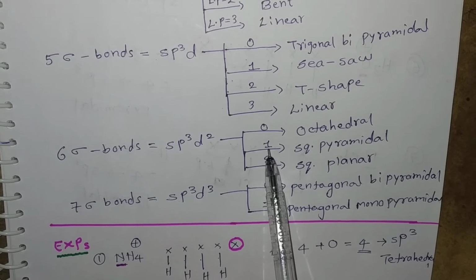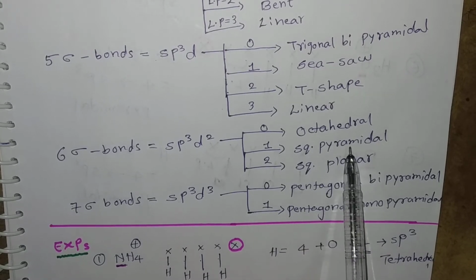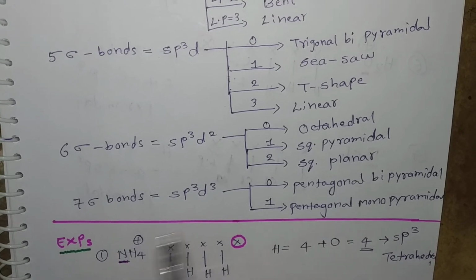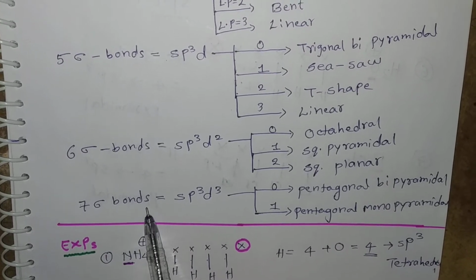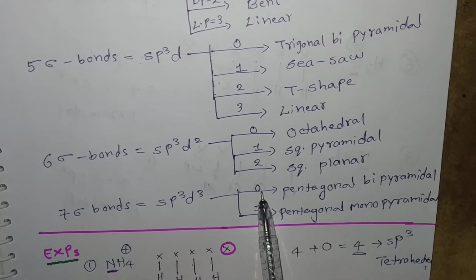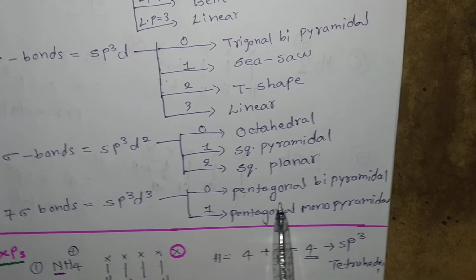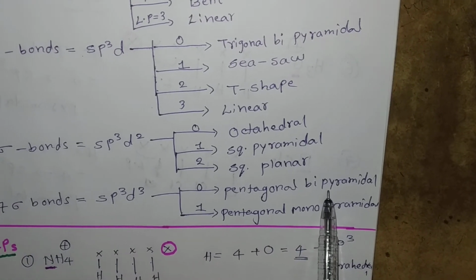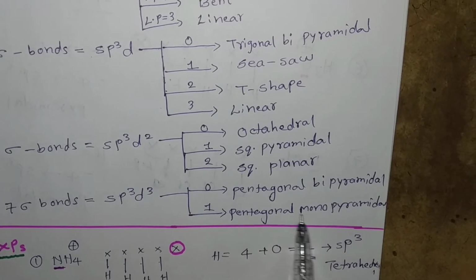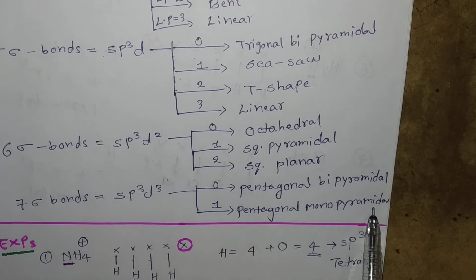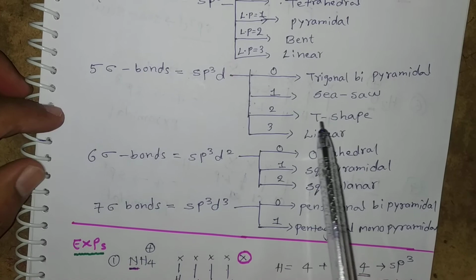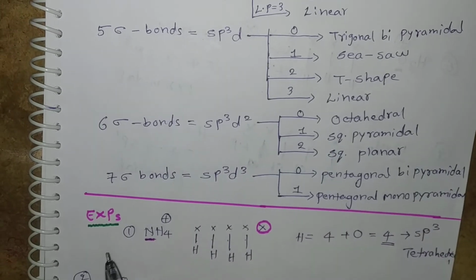If lone pairs value 1, square pyramidal structure. Lone pairs value 2, square planar structure. 7 sigma bonds, hybridization sp3d3. If lone pairs value 0, pentagonal bipyramidal structure. If lone pairs value 1, pentagonal monopyramidal structure. These are the most important basic points. Now let us see some examples.